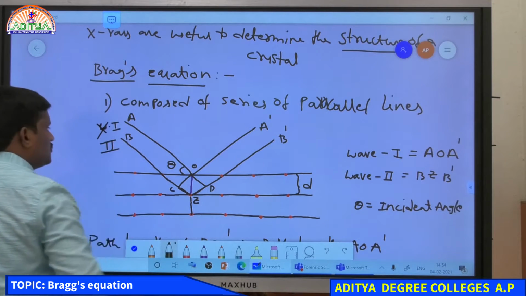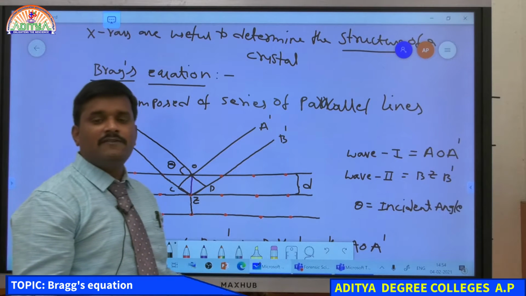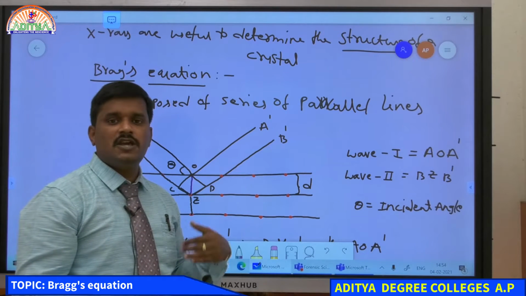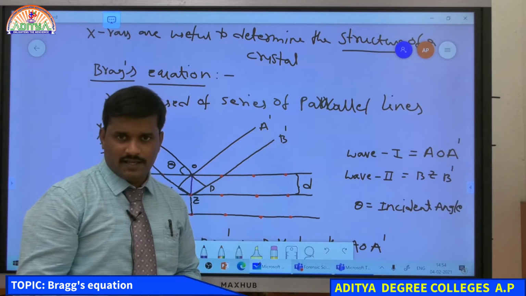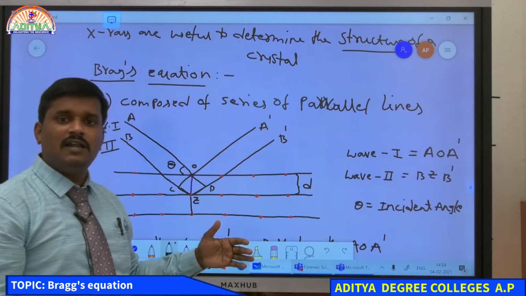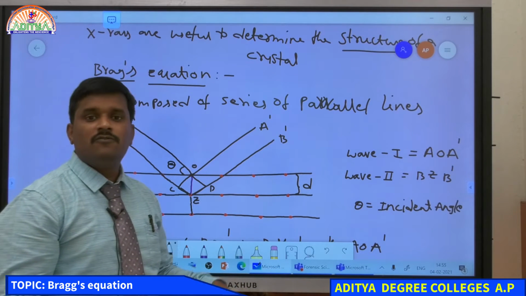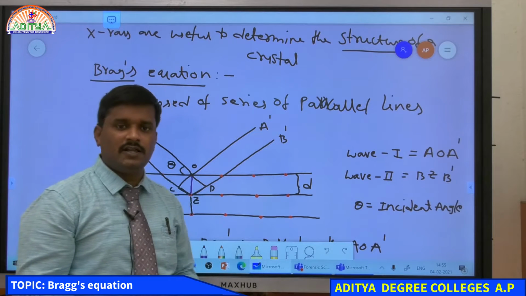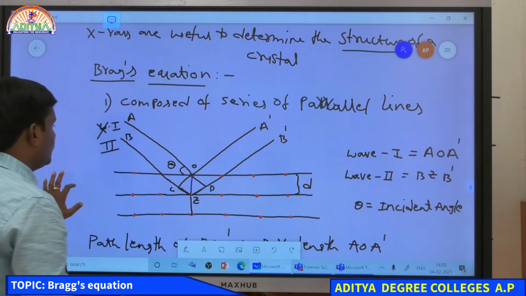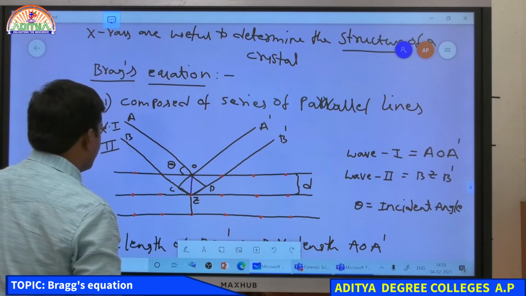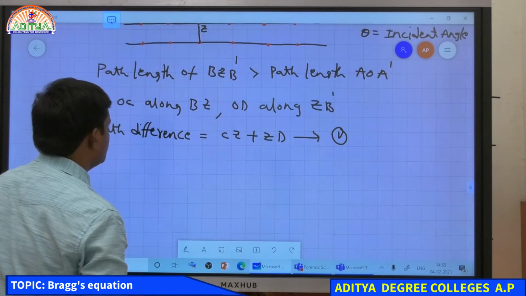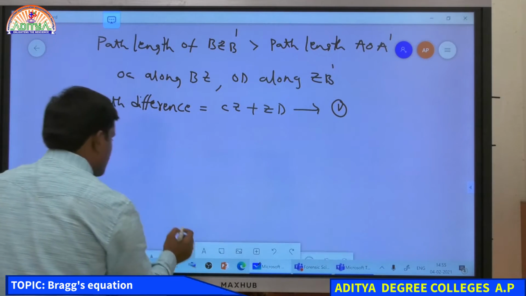Wave 1 and wave 2. So both are different. That difference represents a change in wavelength of the X-ray. Therefore, path difference is always directly proportional to the wavelength of the X-rays used in that experiment. Here there is a path difference, and that path difference is only due to the wavelength of the X-rays.